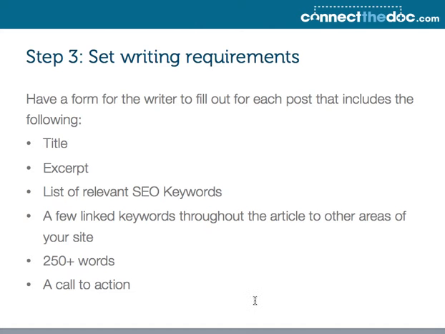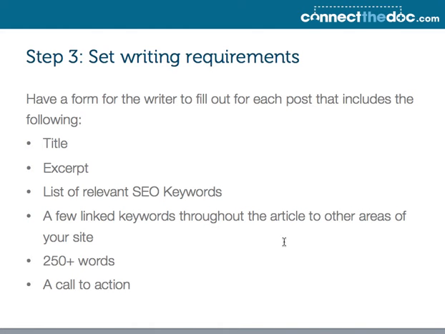You might add other things to this or remove things from this, but I recommend you have a title, have an excerpt, so what the snapshot or the preview is going to be. Have a list of relevant SEO keywords. This is really important because we want to make sure the search engine is picking up the keywords that we want to be optimizing, and we can add these keywords into the meta keywords of our blog post. Have a few linked keywords throughout the article to other areas of your site.